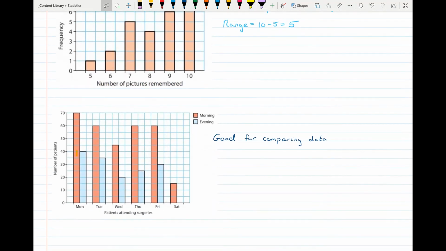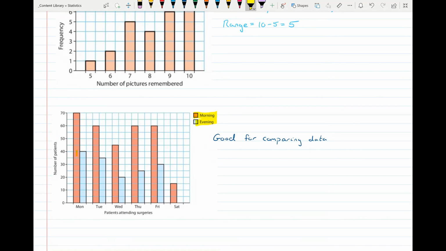Some different representations of bar charts then. They can be double bar charts, which can be quite useful for comparing 2 pieces of data. Like here they're comparing the morning time with the evening. So one bar represents the morning and the bar beside it represents the evening on the same day. And you can get a very good comparison of what's happening.